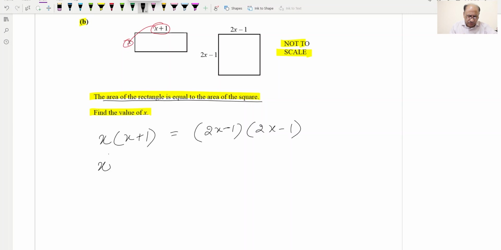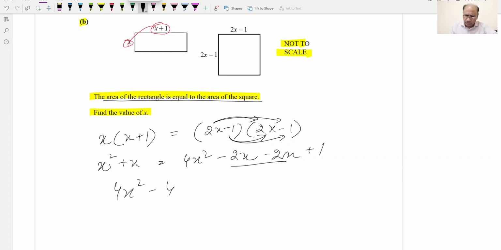So now we can multiply. Opening brackets, x squared plus x is equal to 2x into 2x, which is 4x squared, then 2x multiplied by minus 1 will be minus 2x, and minus 1 multiplied by 2x will be minus 2x, and minus 1 multiplied by minus 1 will be plus 1. Now we can send these to the other side. So 4x squared, minus these two we can combine, so minus 4x plus 1 and minus x squared minus x is equal to 0. Adding the like terms, x squared will result in 3x squared, and minus 4x minus x will be minus 5x plus 1 is equal to 0.